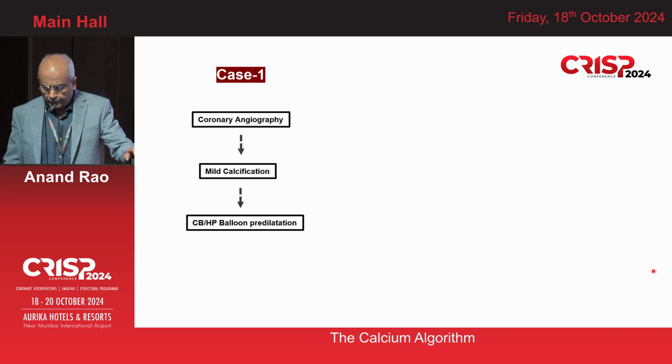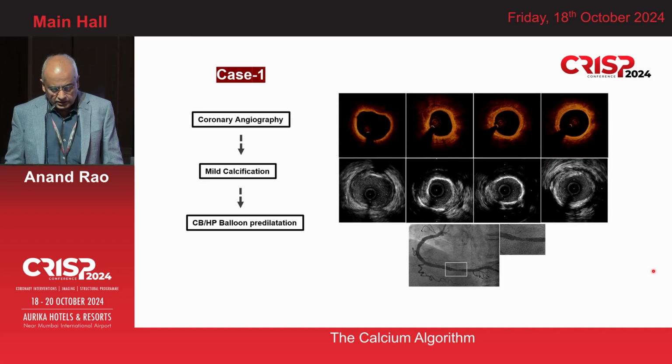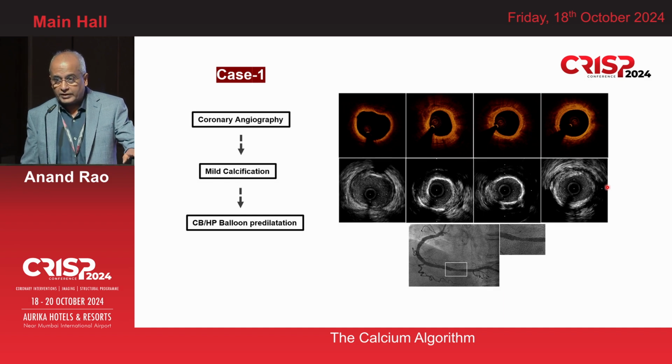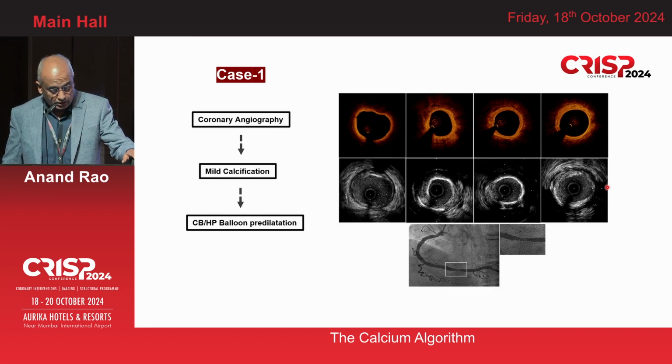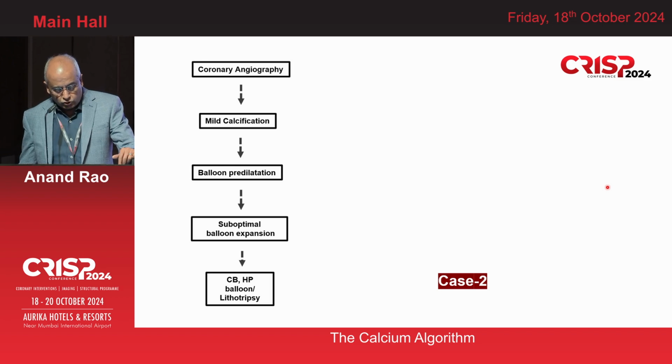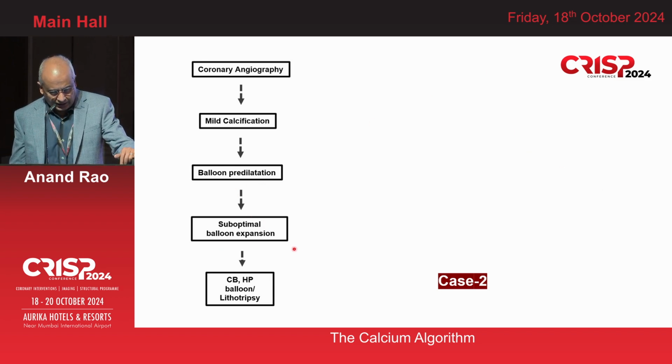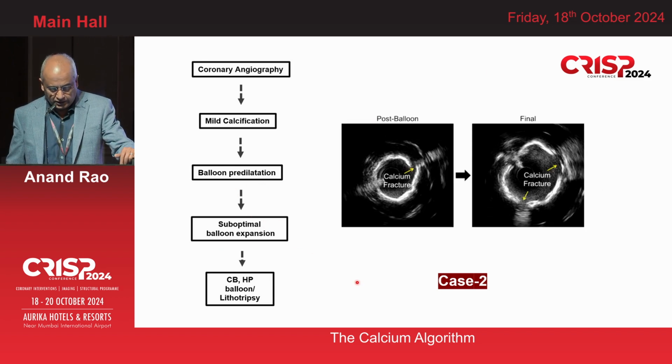So a few scenarios. If there's a mild calcium, and this is how it looks, cutting balloon and high pressure balloon will do the job. And in fact, there is a grading of calcium also, which is somehow missing in this slide deck. Angiographically, you can grade the calcium as grade 1, grade 2, grade 3 and grade 4. So if there's a mild calcification, balloon predilation, and if there is suboptimal stent balloon expansion, then you can use IVL or high pressure balloon or cutting balloon. As you can see, the fractures can be visible over here.